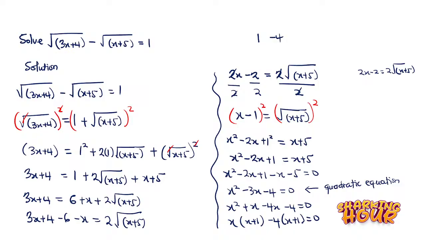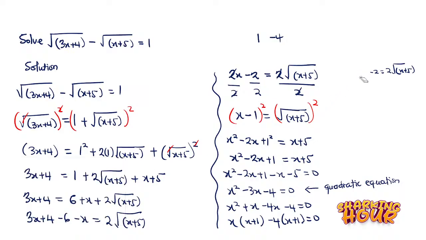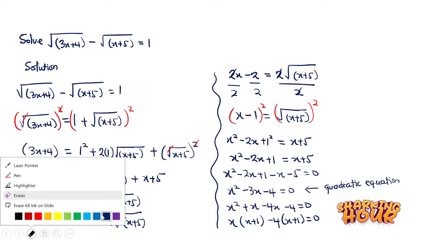Now if I look at it, negative 4 multiplied by x will give me negative 4x, and then negative 4 multiplied by positive 1 will give me negative 4. So this is the expression that I have now. So from here, let me erase this before we continue. All right, so from here, this is what we will have.